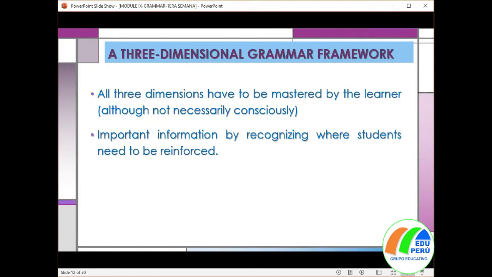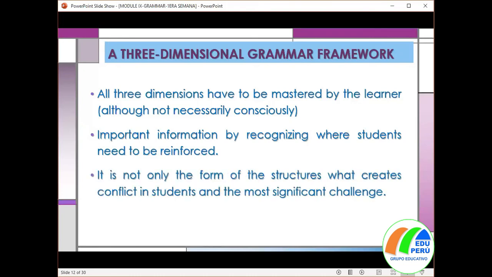Important information by recognizing where students need to be reinforced. Also, it's not only the form of the instructions that creates conflict in students and the most significant challenge. So there's going to be a challenge. When we teach this to our students, it's a challenge for us. As I told you before, some of this is too tiring, too boring or complicated, to analyze all of these aspects. My students are going to get bored. So it's a challenge for us to teach these aspects of grammar.